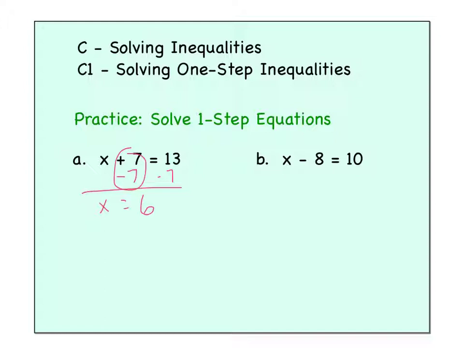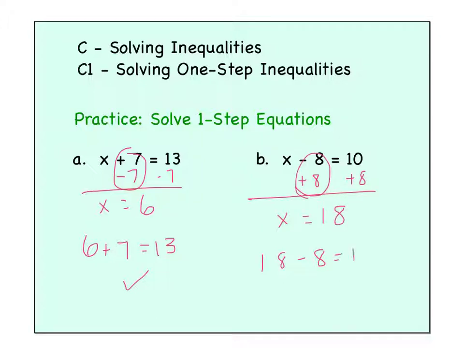We could go back and check. Does 6 plus 7 equal 13? And since it does, we're good to go. With subtraction equations, you'd add. We'd get x equals 18. We could check. Does 18 minus 8 give us 10? And since it does, we're good to go.